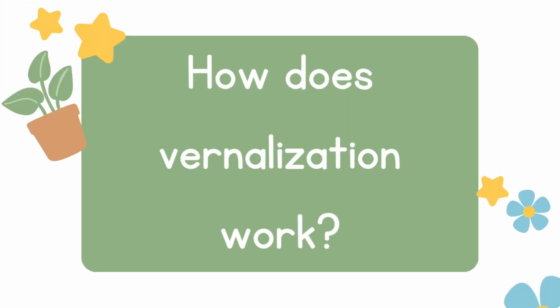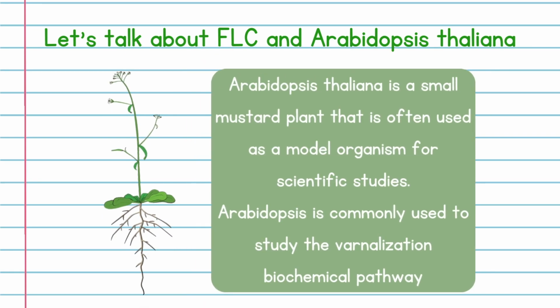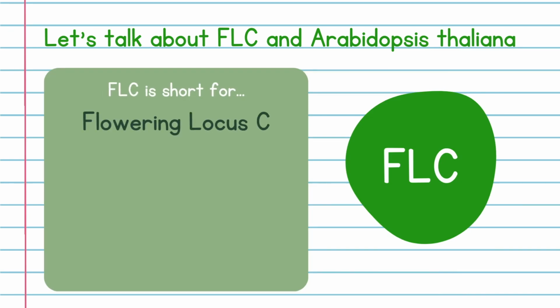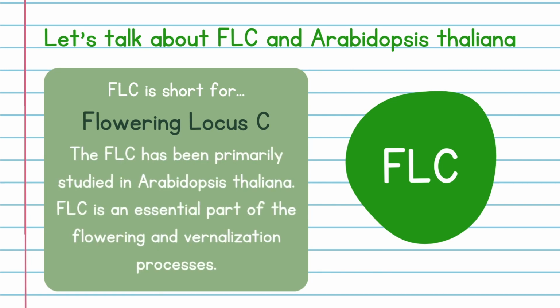How does vernalization work? Let's talk about FLC and Arabidopsis thaliana. Arabidopsis thaliana is a small mustard plant which is often used as the model organism for scientific studies. It's also commonly used to study the vernalization biochemical pathways. And finally, we'll talk about FLC, which is short for flowering locus C, which is primarily studied in Arabidopsis thaliana, and is an essential part of the flowering and vernalization processes.